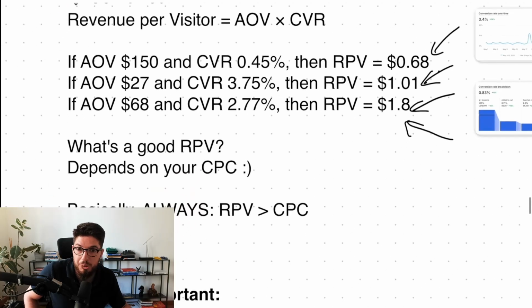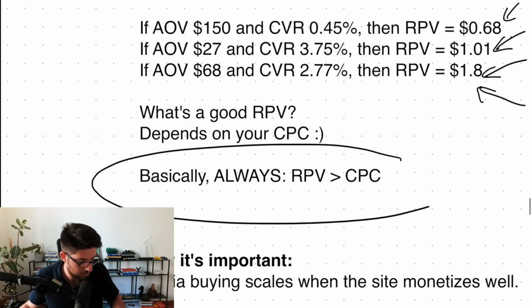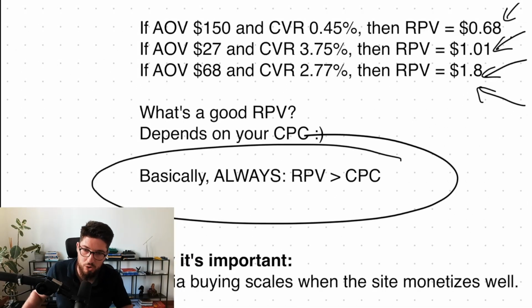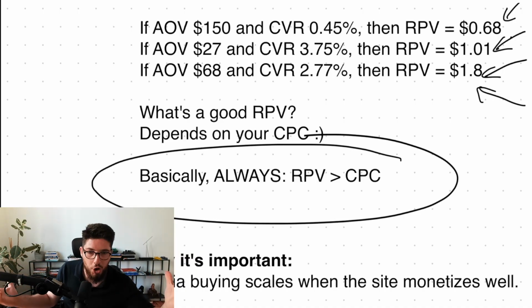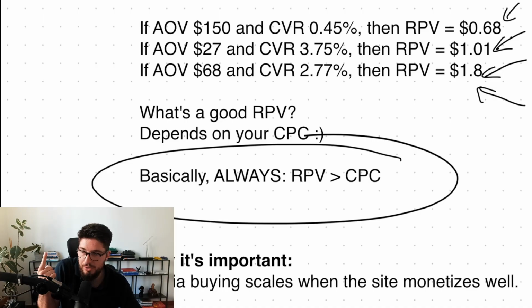What is a good revenue per visit? You might be thinking, it depends on your CPC. So here's a golden rule. When it comes to e-commerce and scaling, golden rule, revenue per visit always has to be higher than CPC. Common sense, yes, but it's a golden rule. So basically, what I make per user that comes into the website has to be higher than how much it costs me to get a user on my website.